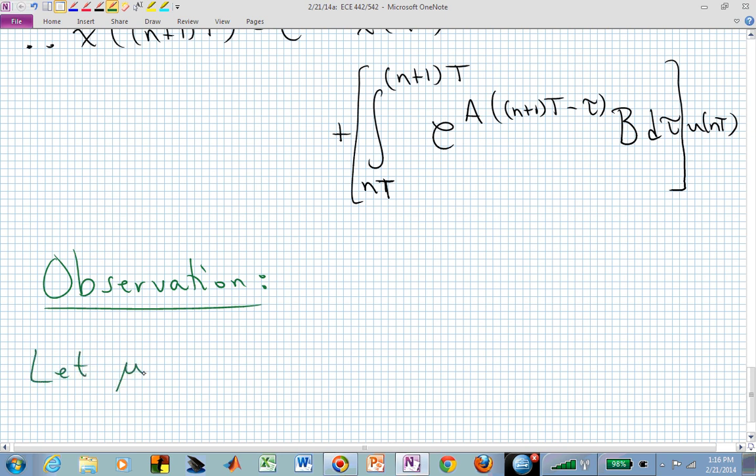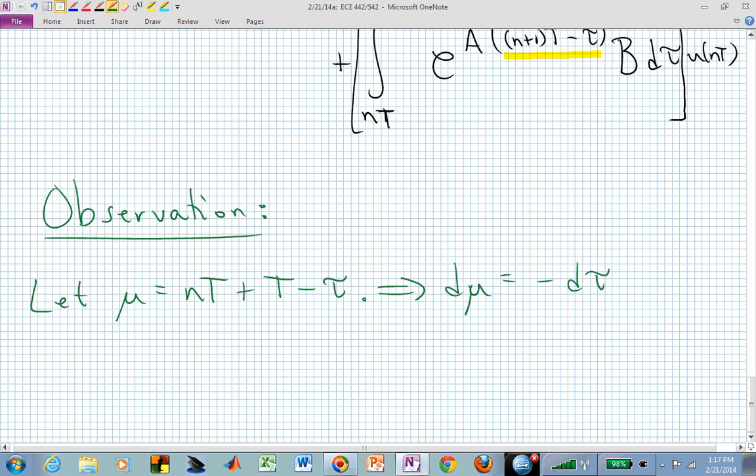In order to do that, let's go ahead and define a new variable mu, and let's let that be little n capital T plus t minus tau, or really just the argument inside that matrix exponential. That says then, if that's what mu is, then d mu, since capital T and little n are constant, the differential of mu is actually minus the differential of tau.